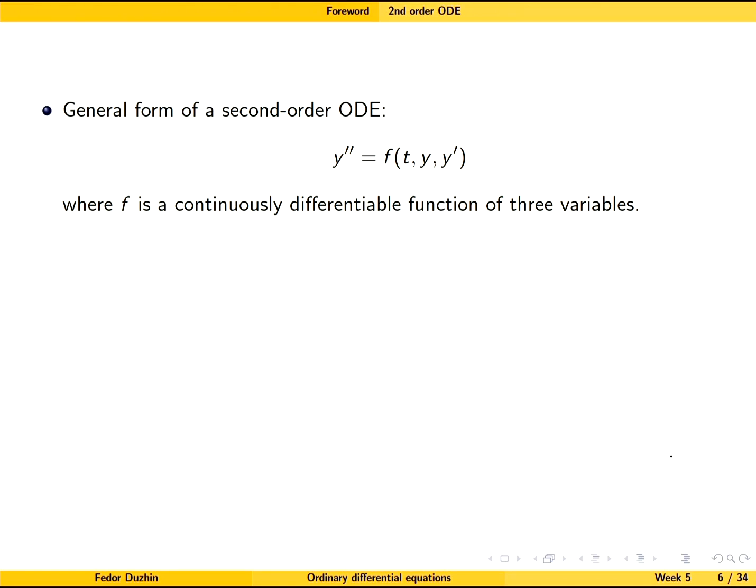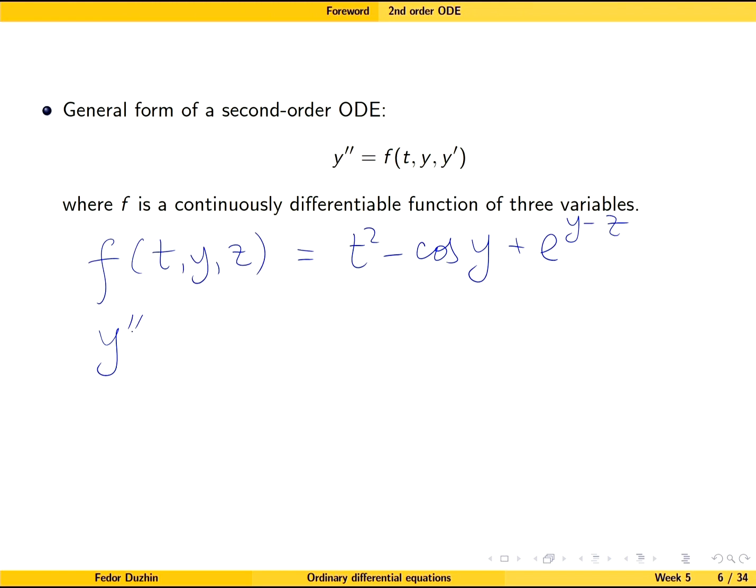Well, now the most general form of a second order ordinary differential equation is where the left hand side is the second derivative of the unknown function, and the right hand side is a certain function of 3 variables now, and we substitute t, y, and y prime as these 3 variables. For example, imagine that you have a function of 3 variables, say t, y, z, that looks like t square minus cosine y plus e to the power y minus z. Then, letting z be y prime, we construct the second order differential equation y double prime equals t square minus cosine y plus e to the power y minus y prime.